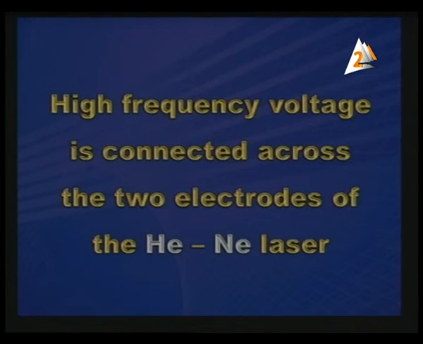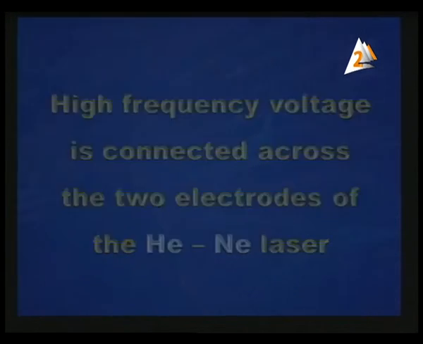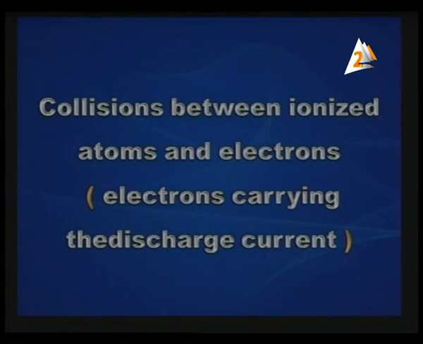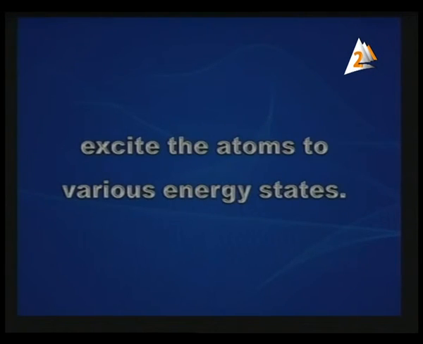Give reason: high frequency voltage is connected across the two electrodes of the helium neon laser. Why is there high frequency voltage? When a sufficiently high voltage is applied, a discharge occurs. Collisions between ionized atoms and electrons, the electrons carrying the discharge current, excite the atoms to various energy states.